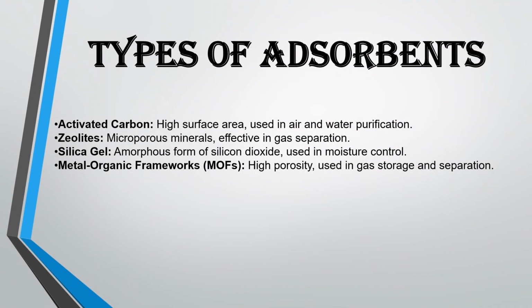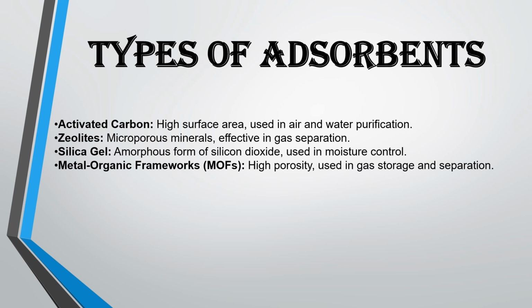Types of adsorbents. We have the activated carbon, which has a high surface area and is used in air and water purification. We have the zeolites. These consist of microporous minerals, which are effective in gas separation. We have the silica gel, which is an amorphous form of silicon dioxide used in moisture control. Metal organic frameworks, which have high porosity, are used in gas storage and separation.